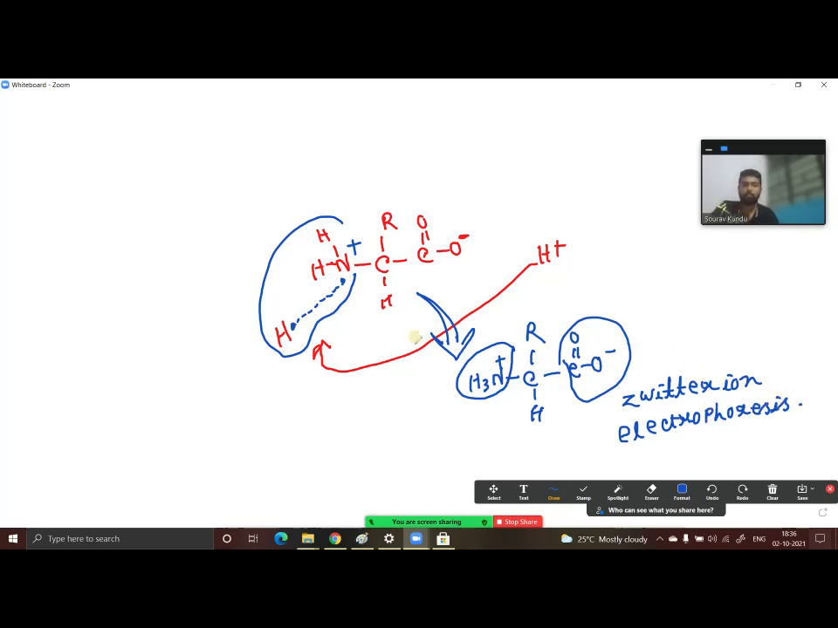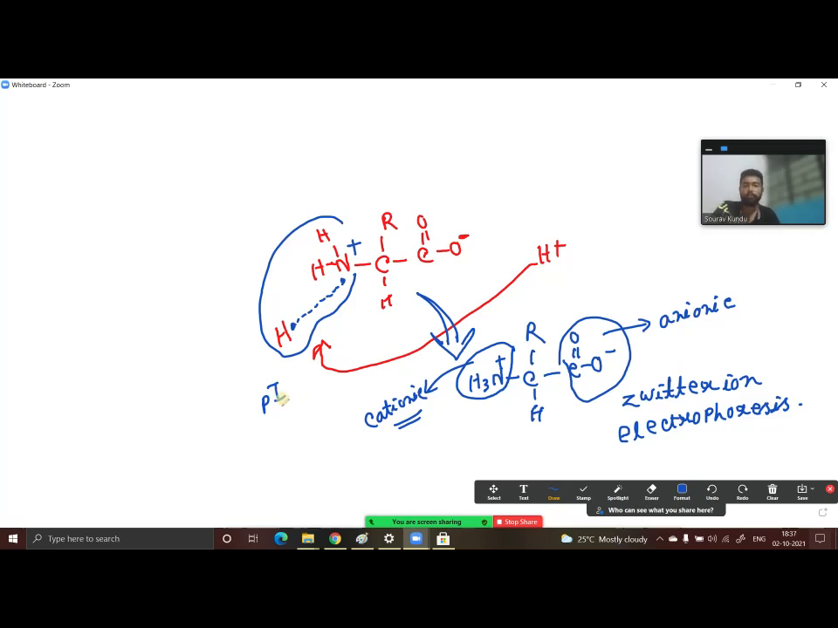Electrophoresis means the movement of a particular ion. This part is the anionic part and this part is the cationic part. They will not move toward any electrode. As they are in Zwitter ion form, they will not go for any electrophoresis. The particular pH at which this Zwitter ion is formed is known as the pI value.